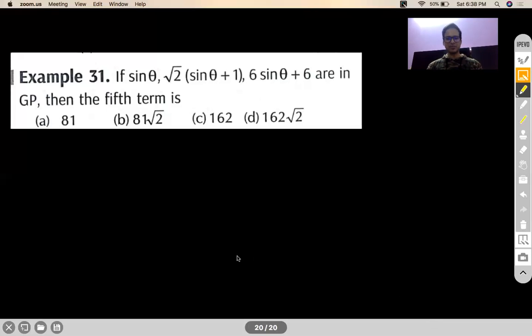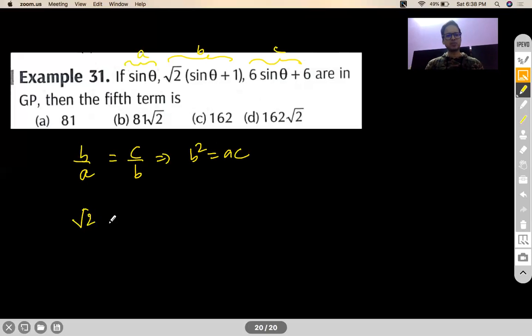Okay, maximum of you have voted for B. Okay, let's check whether B is correct or not. See, let's say I call this term as A, I call this term as B, and I call this term as C. Okay, so if they are in GP, B by A should be equal to C by B. That means B square should be equal to AC, isn't it?